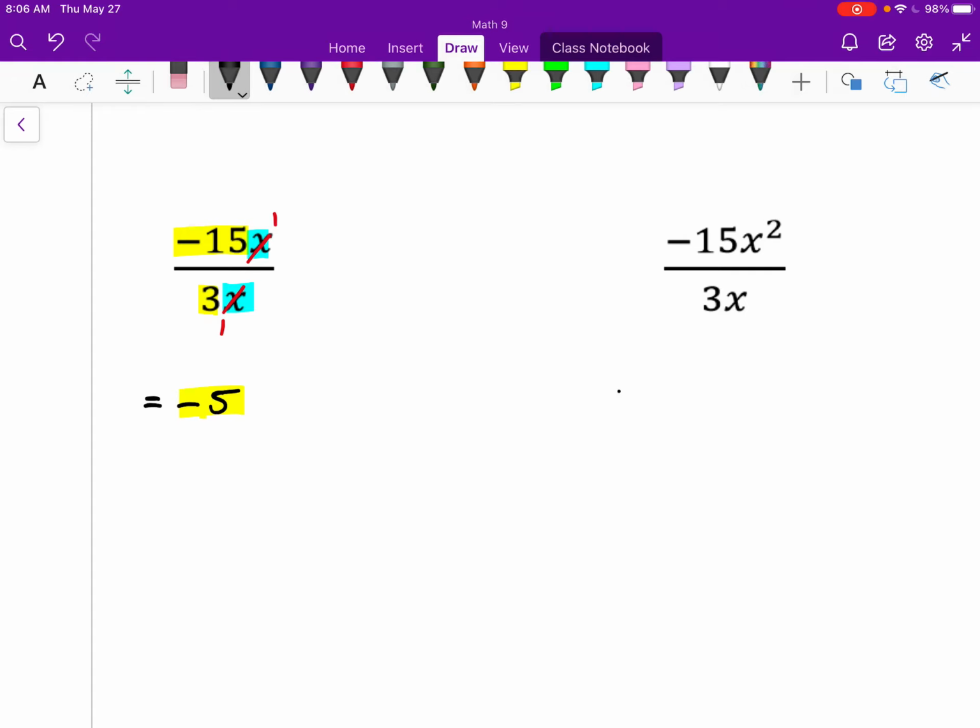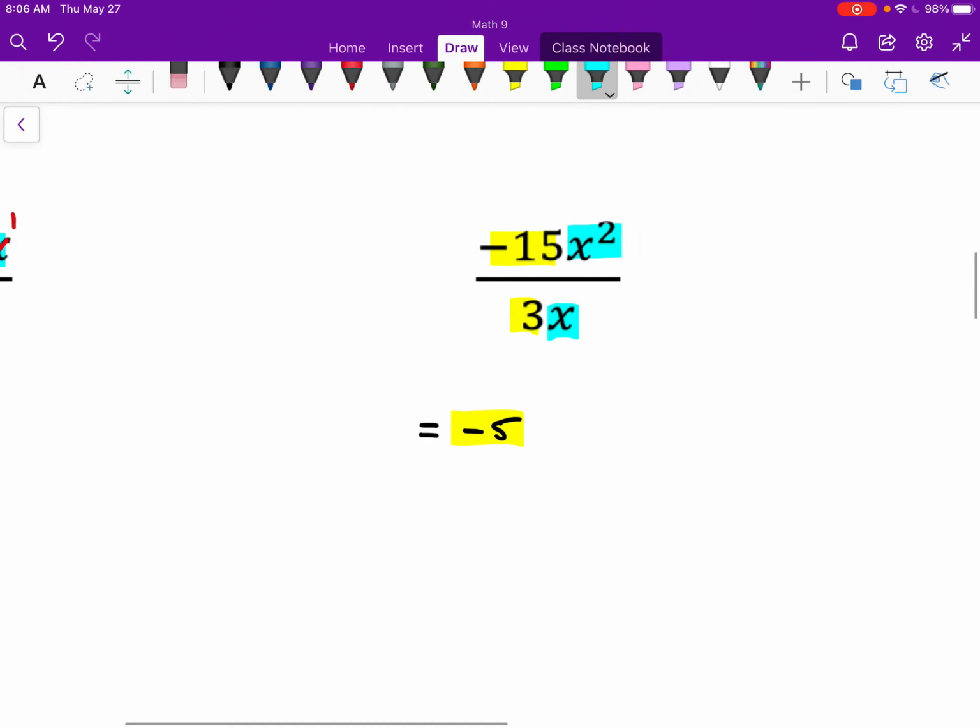Okay, so the next one. Again, negative 15 over 3 is negative 5. This time I have x squared divided by x. So what does that equal? Well, let's think of what x squared means. X squared means x times x, divided by an x. We already know that x divided by x is the same as just 1 whole. Those cancel each other out.